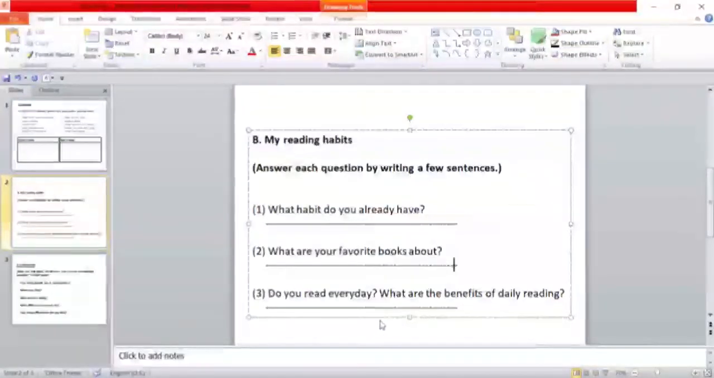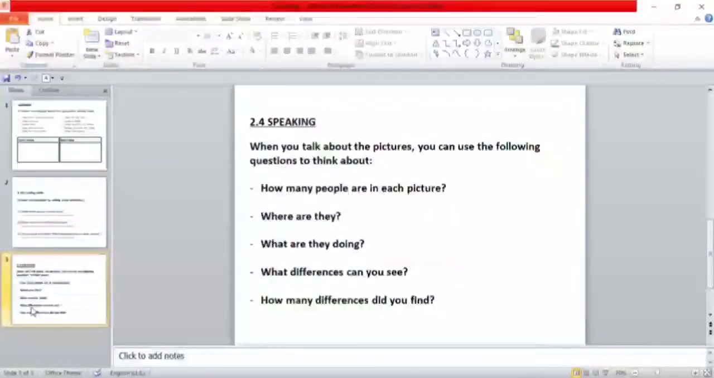And the last one is, do you read every day? What are the benefits of daily reading? What kinds of benefits? So you have to tell it. So in the textbook, there is just one line to answer. So I think it is not enough space for you. So I suggest you write it down in your exercise book. And let's move to the 2.4 speaking.